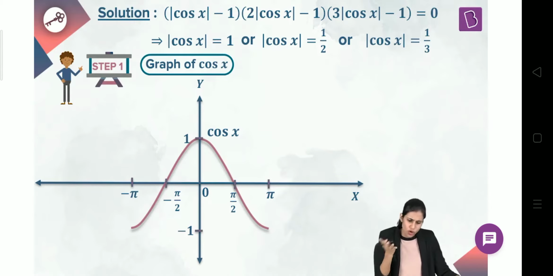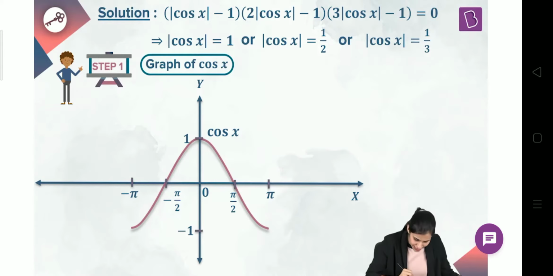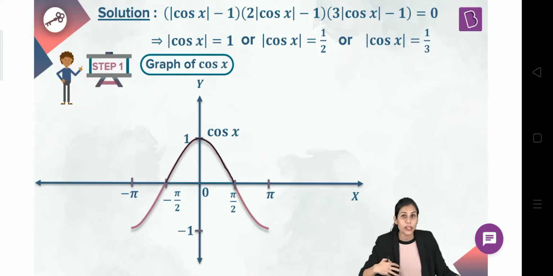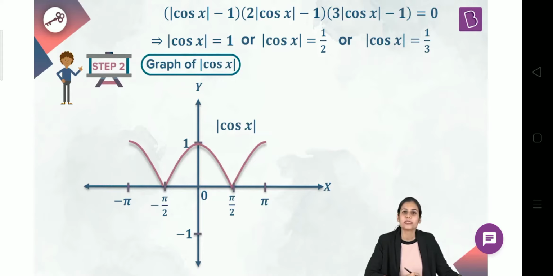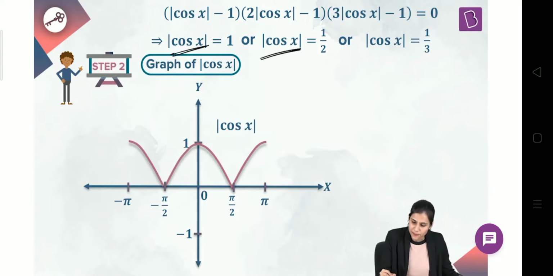How to get mod cos x from cos x? Well, we've learned this. Just retain the graph of cos x which is on and above the x-axis. Okay? And whatever is the part below the x-axis, vertically flip it about the x-axis. So I'll vertically flip this part, and bingo, that's how I obtain the graph of mod cos x in the interval minus pi to pi. So I have the graph of mod cos x with me.